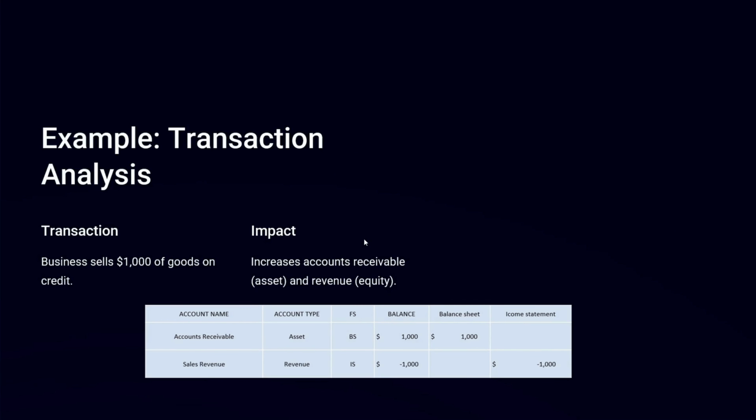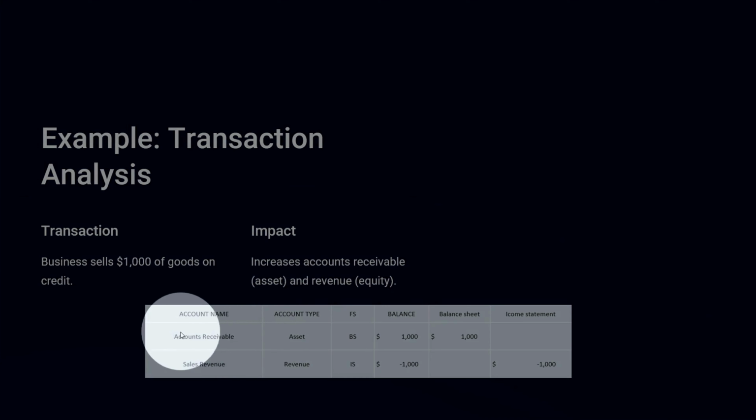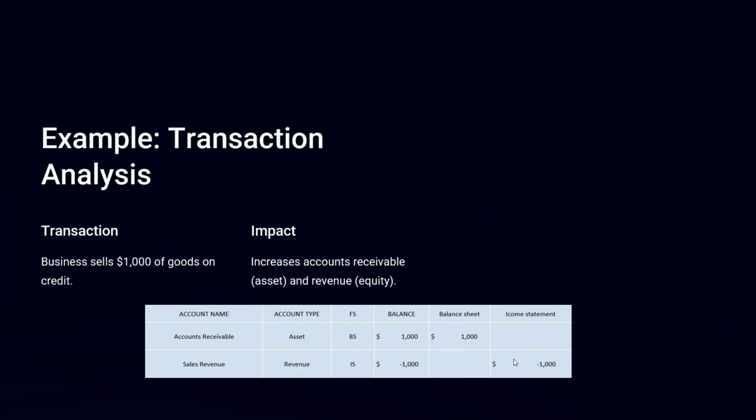We have an example for analyzing a transaction. This is the example that we have just given. The business sells 1,000 of goods on credit. As you see, the impact is on accounts receivable and revenue, equity. Here you see that our asset is increased by 1,000, which is the balance sheet. Then we have sales revenue increased by 1,000, which is part of the income statement. Here, don't look at the negative sign, because sales revenue is usually in the credit and it's shown as negative.